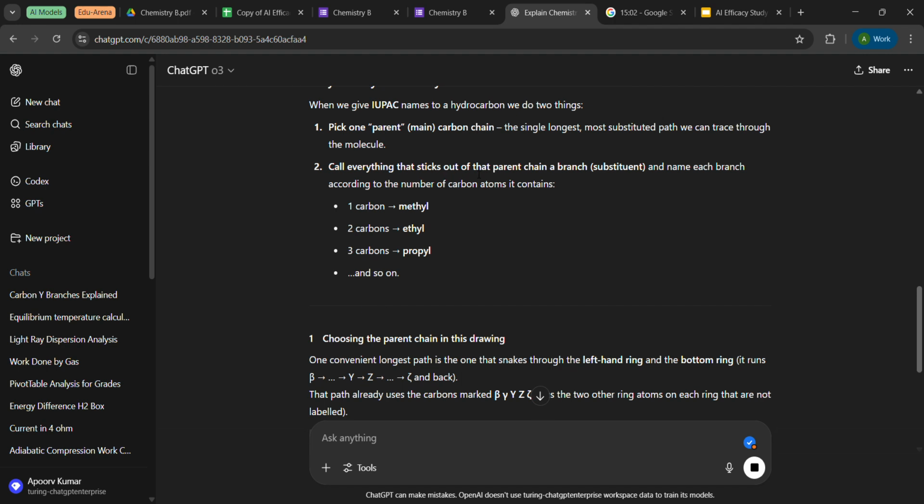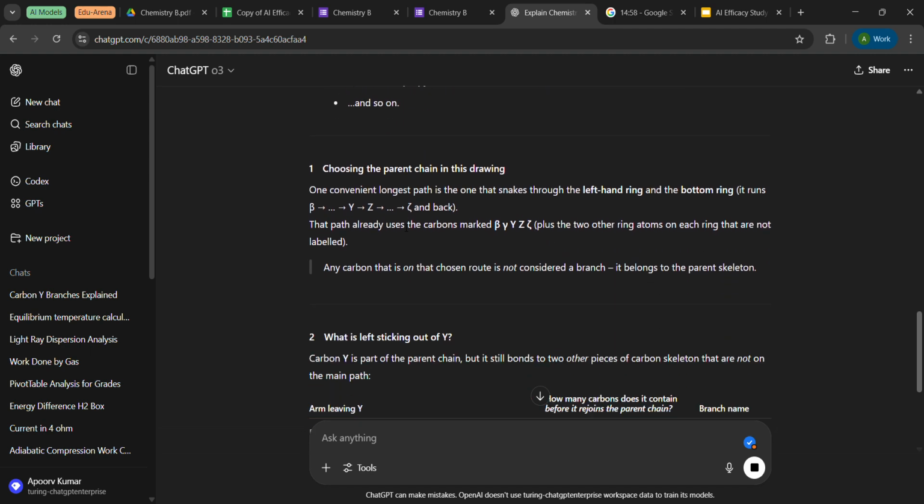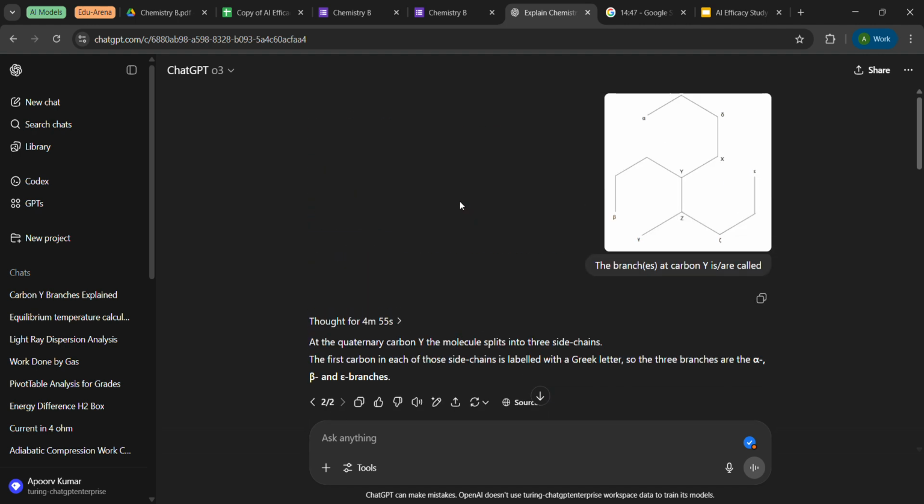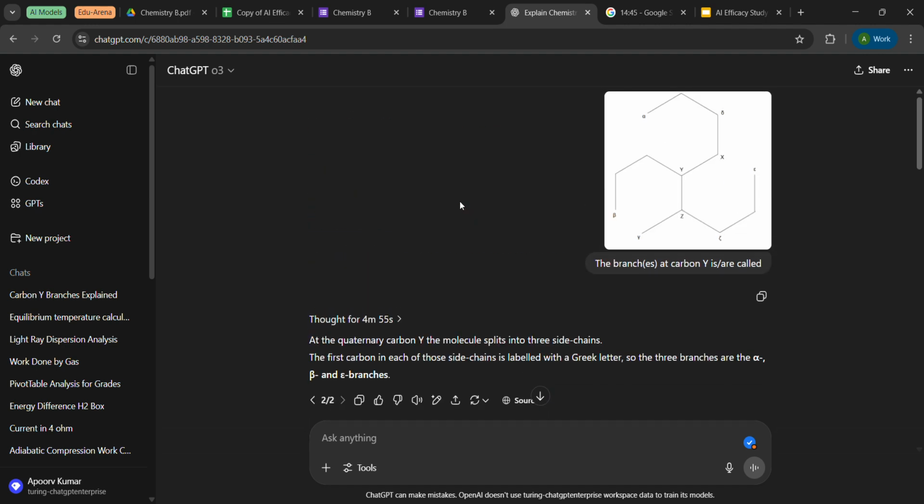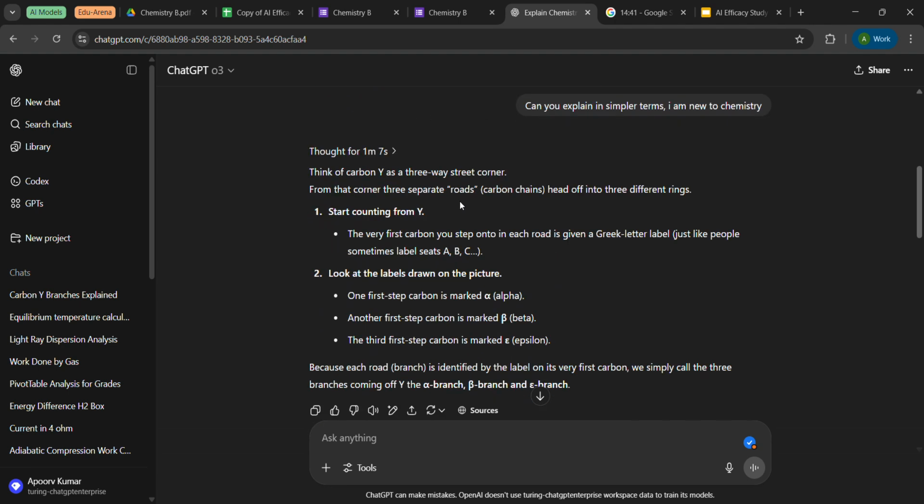All everything that sticks out of the parent chain or branch, assuming that is correct. Choosing the parent chain, the most convenient chain is the one that's next to the left and then bottom right it runs. Okay, it starts from beta: 1, 2, 3, 4, 5, 6, 7, 8. But no, it is only 8.